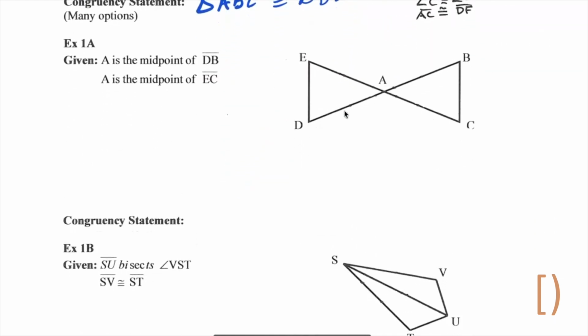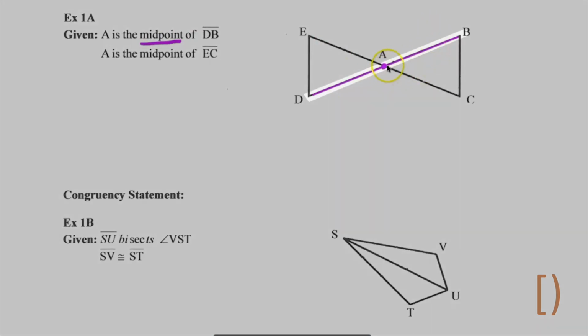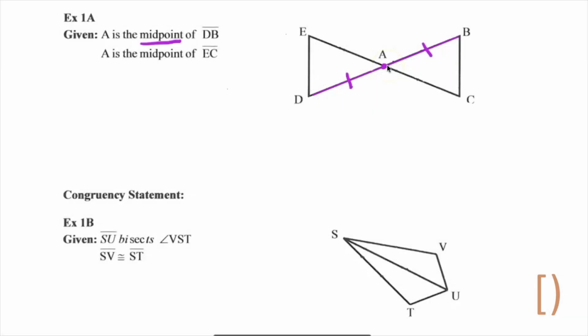Let's do another example. It's a little more weight to this one. Here they give us a statement. Given A is the midpoint of DB and A is the midpoint of EC. So with this, we have to understand what that means. Midpoint, right? If A is the midpoint of DB, that means it's right in the middle. So that means that this side must be equal to this side. That's what midpoint means. So I'll put a little mark here, a little mark there. So that must mean that DA is congruent to AB by the definition of a midpoint.